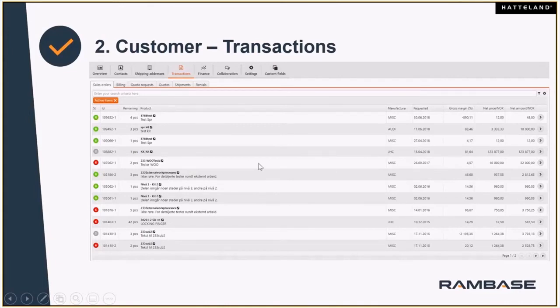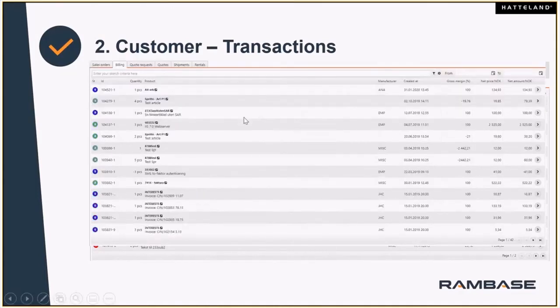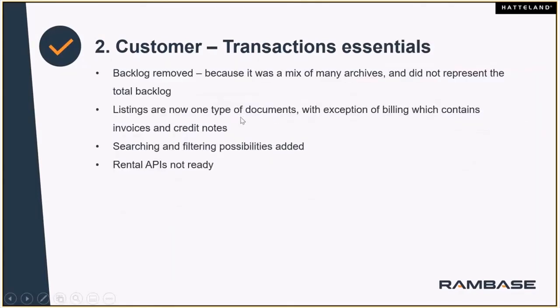Not just to see everything that is here, but you can then choose what to see. Okay. So yeah, we removed backlog, and they're all documents, one type of document except for billing, which contains both invoices and credit notes, with enhanced filtering and searching possibilities. And rentals will be added when APIs are ready, and also service orders will be added later on.